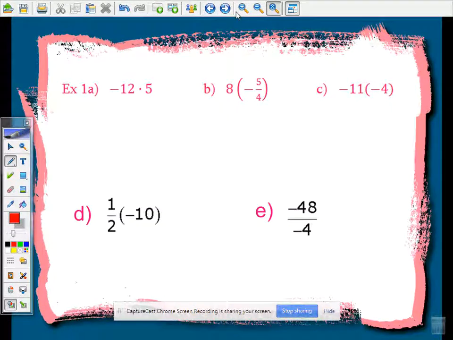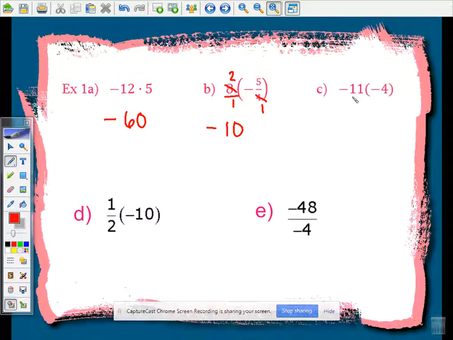Let's do a few examples together. So if I have negative 12 times 5, this is a negative and a positive, so my answer will be negative, and 12 times 5 is 60. In this case, we have an 8 times a negative 5/4. I do the sign first, so I have a positive times a negative, that's a negative. Now I just look at the fractions. So this 4 goes into here once and in here twice. 2 times 5 is 10, so we have negative 10.